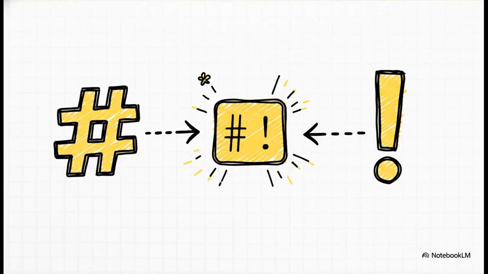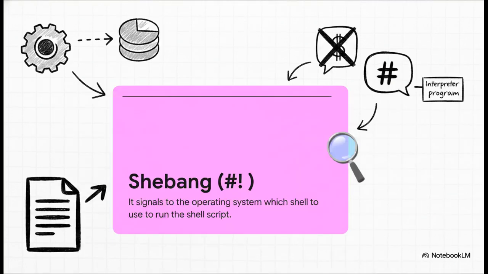Yep, it's just these two little characters. You've got a hash symbol or a pound sign right next to an exclamation point or a bang. You put them together, hash bang. Shebang. See where the name comes from? Okay, so what does this thing actually do?